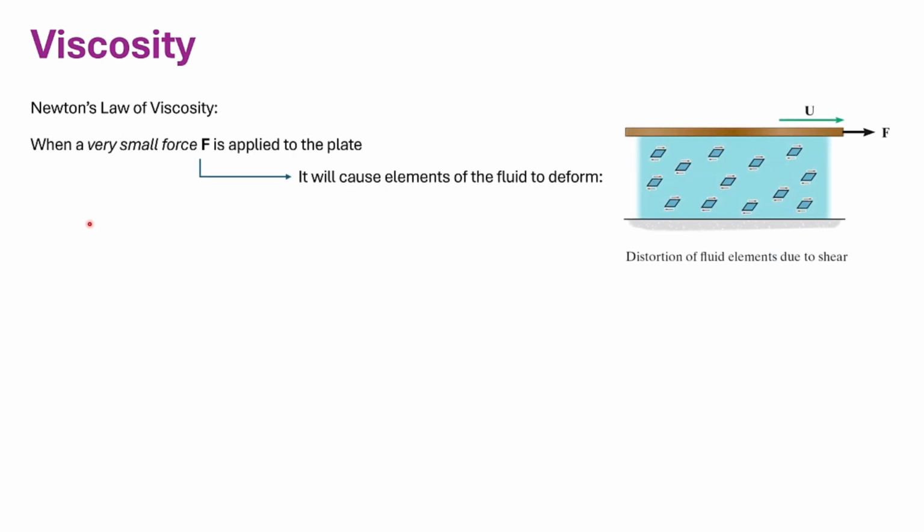Next, let's talk about Newton's law of viscosity. When a very small force F is applied to the plate shown in the figure, so there's fluid and then a plate on top of it, it will cause elements of the fluid to deform as shown in this figure. So they form something like a trapezoid.